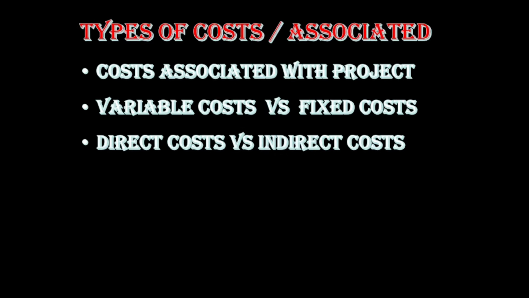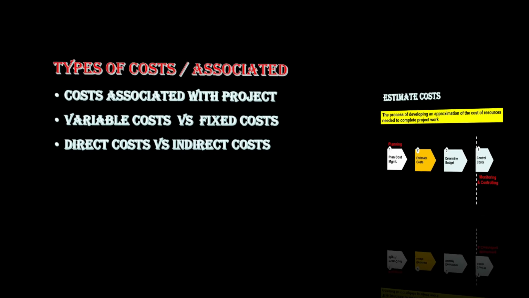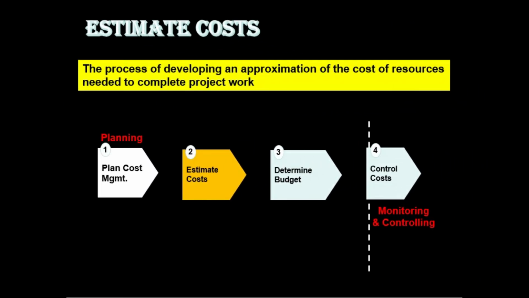Okay, let's discuss what is estimate cost, its definition and its ITTOs, that is inputs, tools and techniques, outputs. Let's start with the definition first. It is the process of developing an approximation of the cost of the resources needed to complete the project work. It's so simple. The key benefit of this process is that it determines the monetary resources required for the project. Hope you now understand what this process refers to.